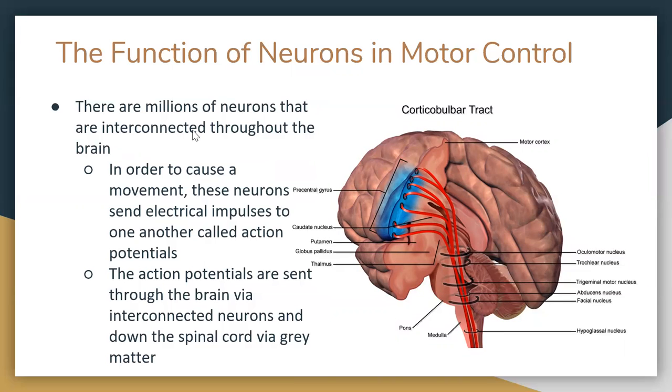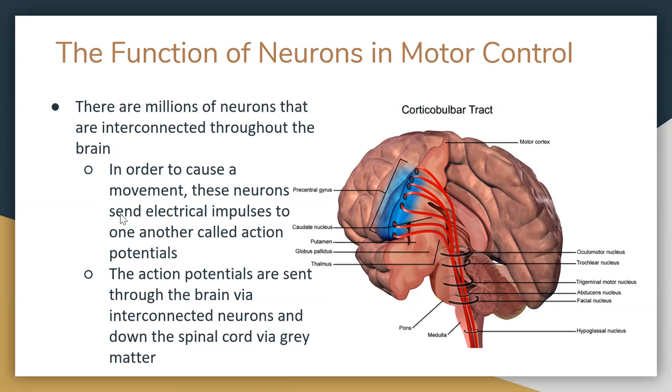So there are millions of neurons that are interconnected throughout the brain. In order to cause movement, these neurons send action potentials, which are impulses to each other. They're electrical impulses. And as these move throughout the body, they'll move down to the area in which the desired movement is supposed to occur.